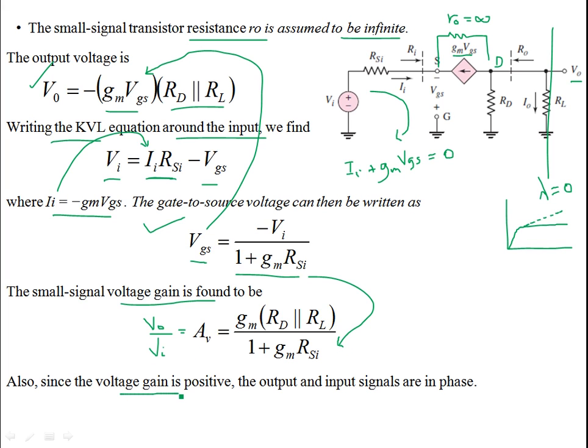This voltage gain, you note over here, is positive. That means the output and the input signals are in phase. If you recall, for the common source configuration, AV was negative, which means the input and output voltages were 180 degrees out of phase. That is not the case in the common gate configuration, and also in the common drain or source follower configurations, you don't have AV negative.